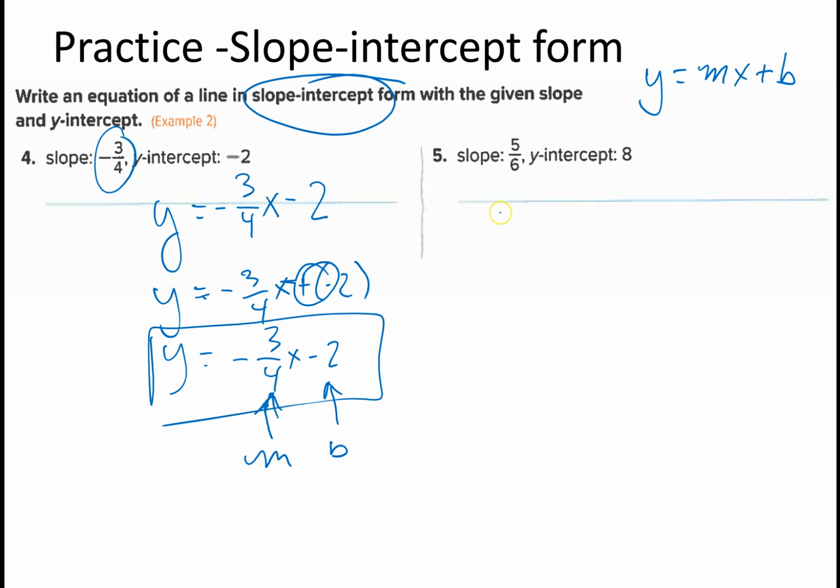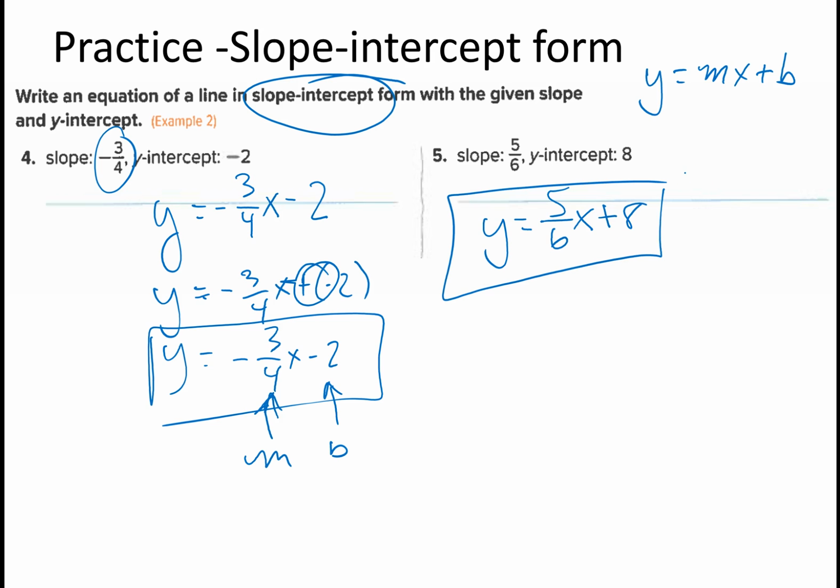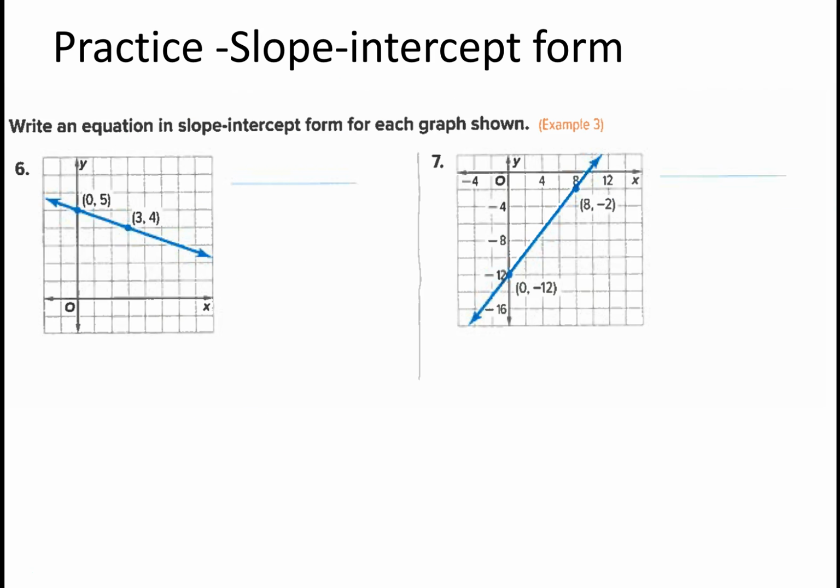Number 5. Slope-intercept form. So I have y equals 5/6 times x plus 8. Pretty simple there. Okay. Now write an equation in slope-intercept form for each graph.